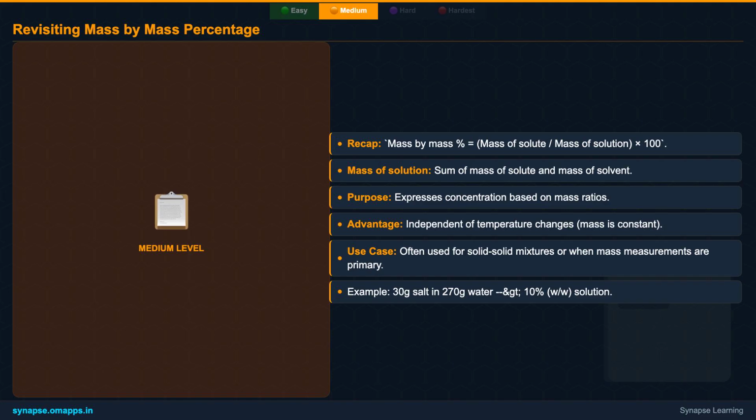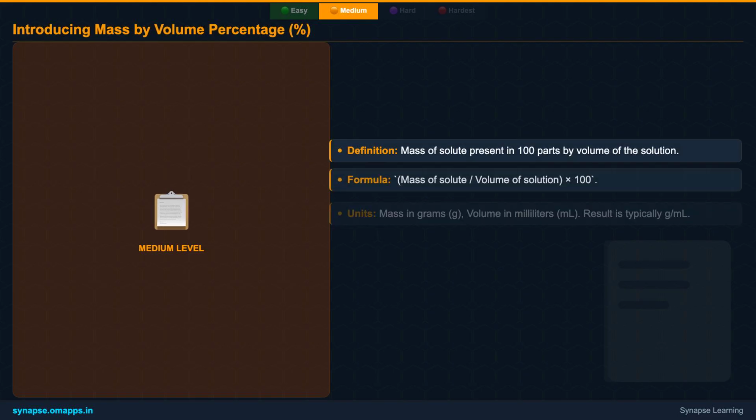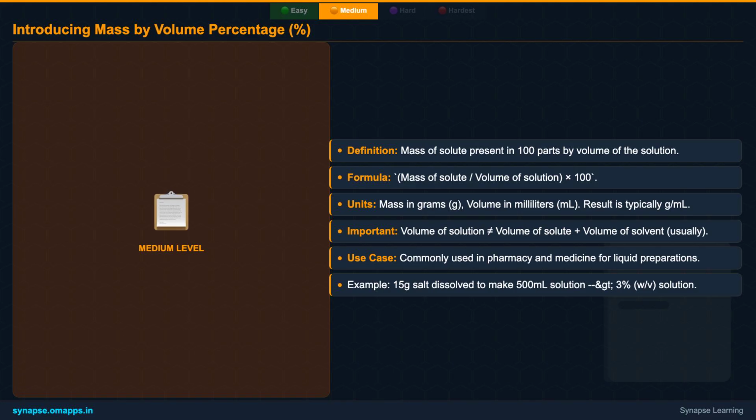Imagine a cough syrup, its active ingredient is often measured this way. The formula for mass by volume percentage is similar, mass of solute divided by the volume of the solution, then multiplied by 100. Here, the mass is usually in grams and the volume in milliliters. For instance, if you dissolve 25 grams of glucose to make 250 milliliters of solution, that's a 10% mass by volume solution. It's super convenient for pharmaceutical industries, where liquid doses are measured by volume.